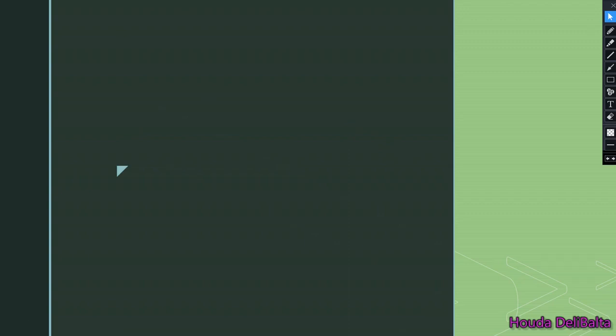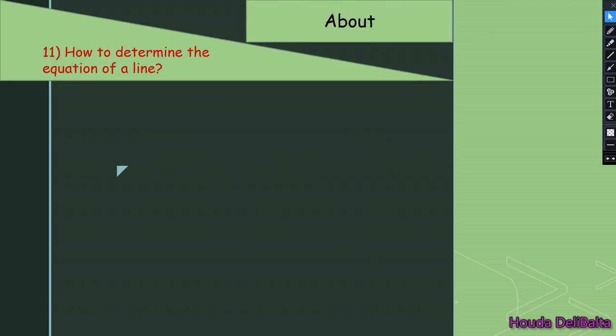Welcome back, dear grade 9 students, and here we are going to talk about how to determine the equation of a straight line. Well, that idea is the most important idea in this chapter. It is to let you know how to determine and how to find the equation of a straight line.